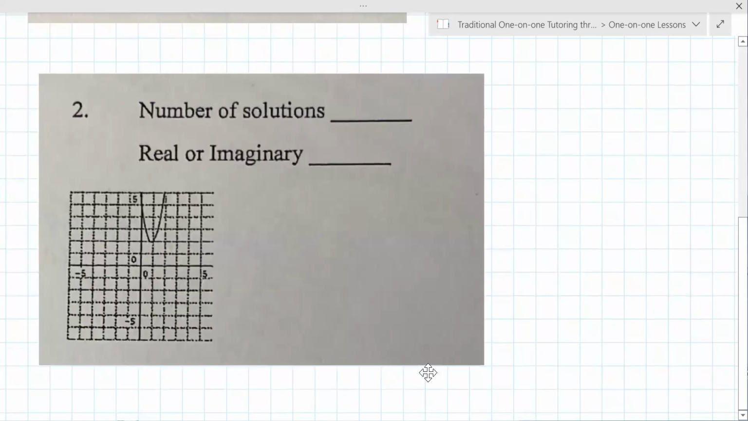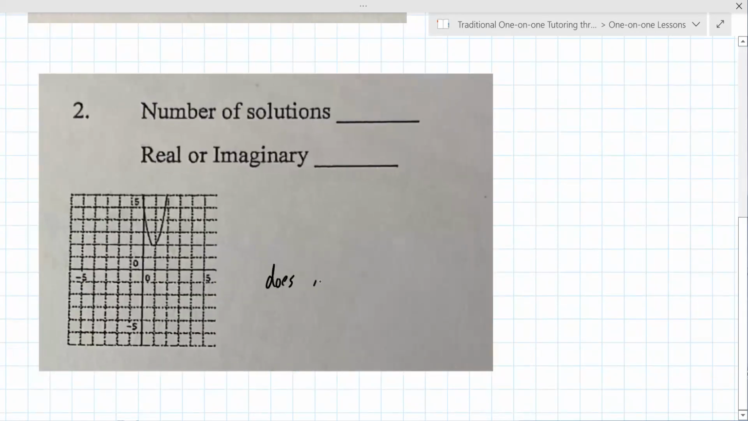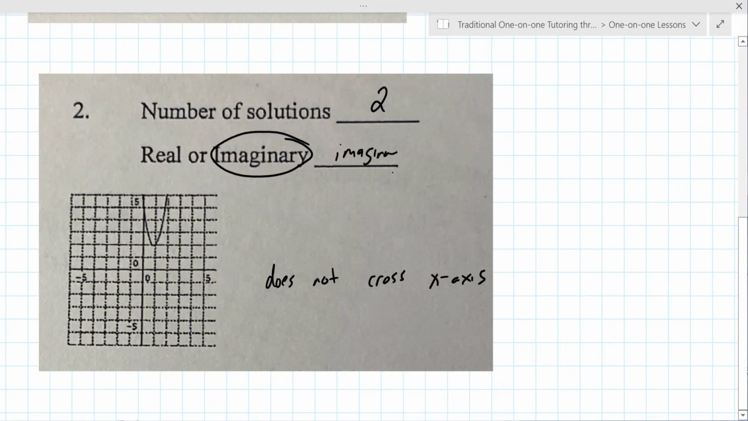Now this one on the right does not cross the x-axis. So there are still two solutions. They're just both imaginary. Oh, I see. Your instructor wants you to choose. Okay, I get it. You're supposed to write two and then imaginary or two and real. I get what they want.